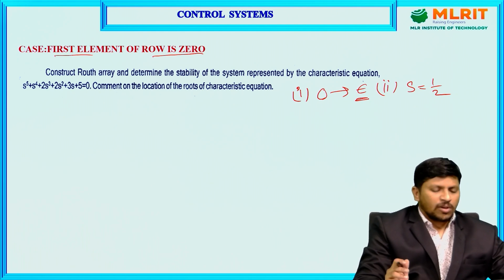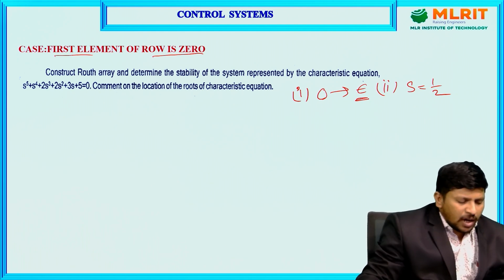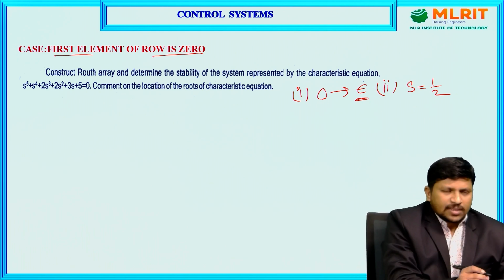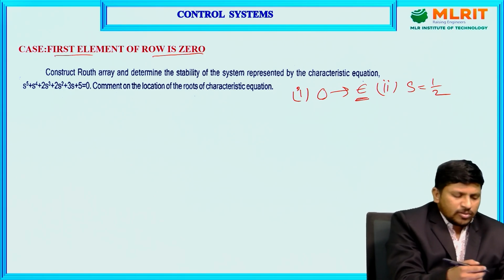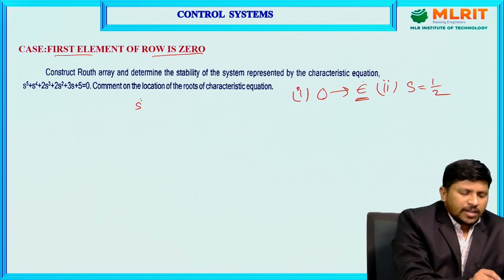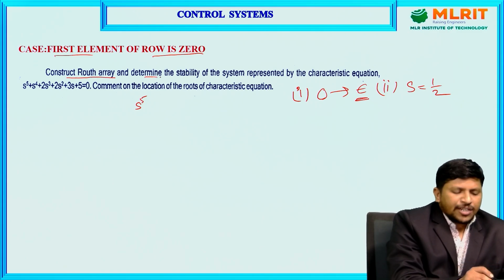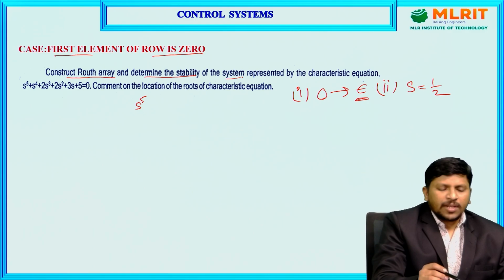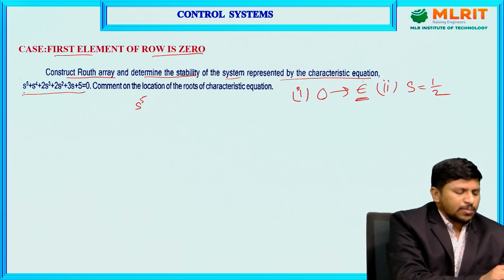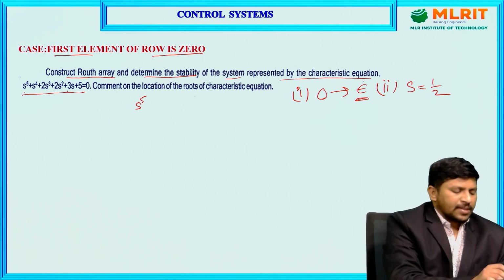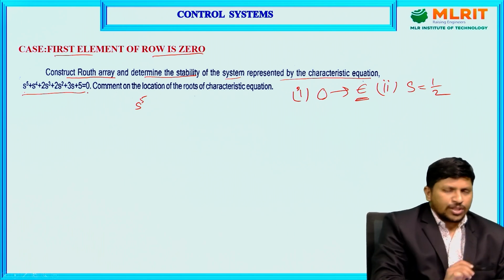Now I am going to arrange the array matrix and see how to solve the special cases. Observe, construct the Routh array and determine the stability of the system represented by the characteristic equation s power 5 plus s power 4 plus 2s cube plus 2s square plus 3s plus 5 equals 0.